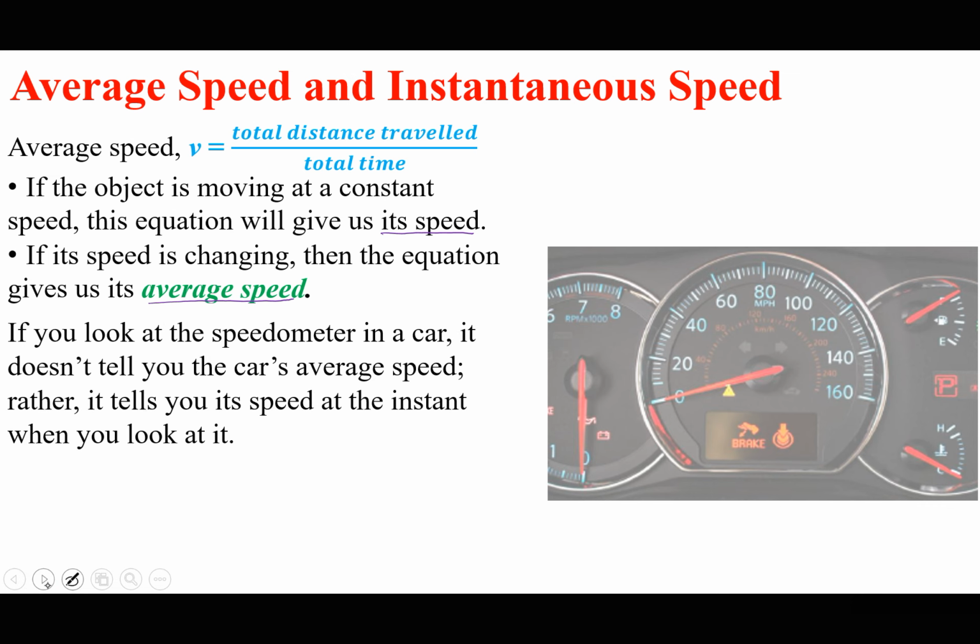So if you look at the speedometer like the one I have shown in this picture here in a car, the speedometer doesn't tell you the car's average speed. You don't see the average speed on the speedometer, not at all.